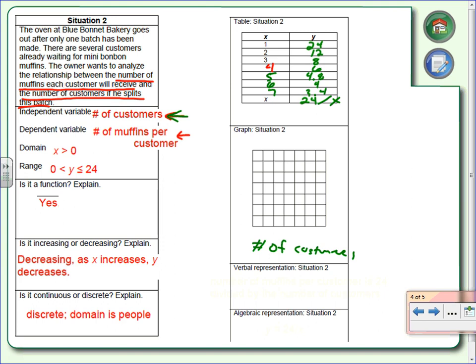That's the number of customers. The y values, that's right over here. These are the number of muffins. So the x's are the number of customers. The y values represent the number of muffins they get.